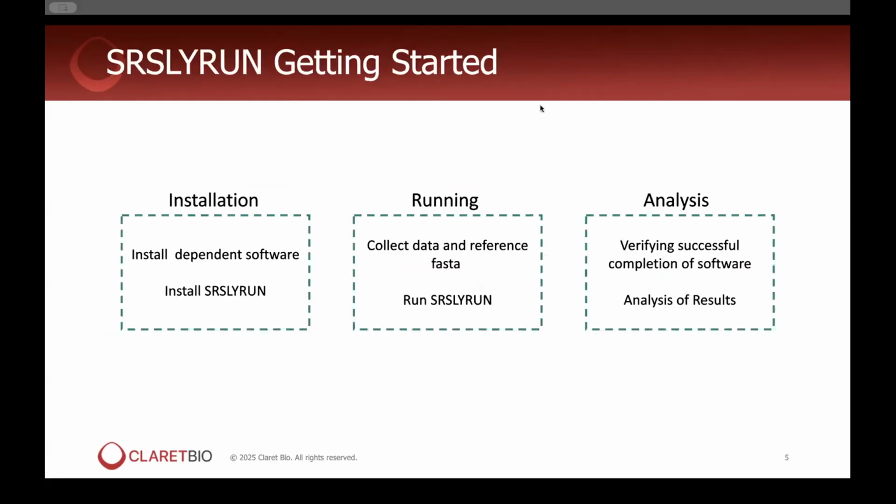And so there's going to be three main components to this talk. We're going to go through installation, where we'll be going over the necessary dependencies for srslyrun, as well as how to install srslyrun itself. And then the next step, we'll be looking at what we need to run srslyrun, and then how we are going to be running it. And then lastly, just some steps to show you exactly what to expect from the pipeline and how to make sure that it's run properly and that you are getting all the files that you expect.